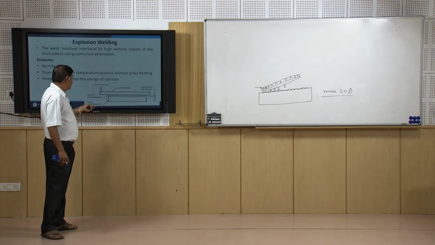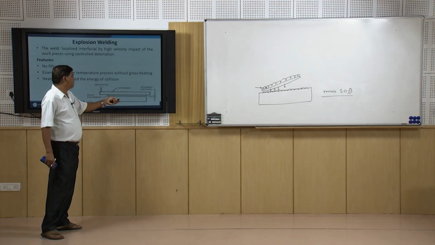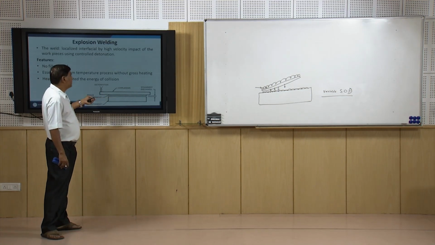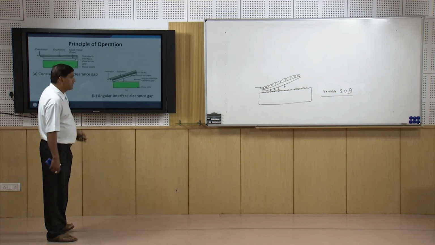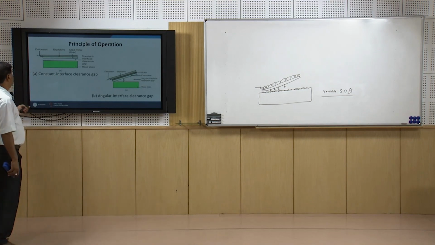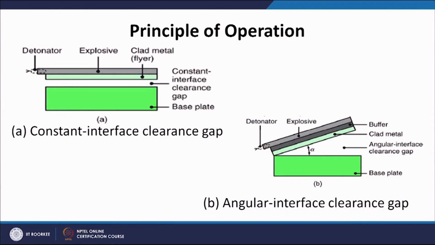So, here we see the base component and the prime component, and then over this the explosive is placed, and then the detonator on this side. The gap between the two is the standoff distance. There are two arrangements as I have explained. As far as the principle of operation, the schematic arrangements for the placement of the plates are concerned, here this is the explosive with the detonator at one end, the clad material or the prime component and the base component, with a constant interface clearance gap, or the constant standoff distance.